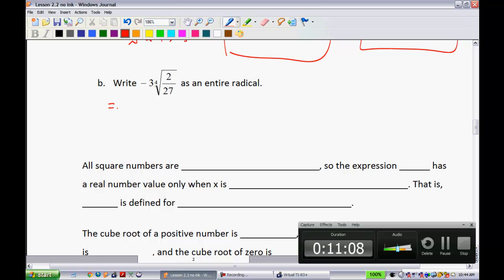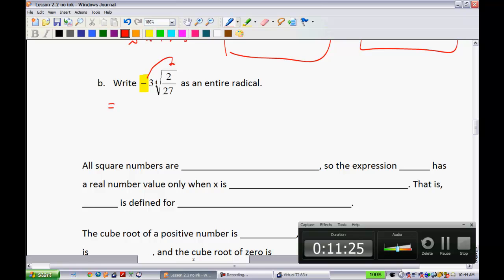Alright, for this next question here, we're kind of going backwards. We want to write this as an entire radical. The one thing I want you to focus in on a little bit is this negative out in front, because that could change some things. So let's take a look. If we have negative 3, the 4th root of 2 over 27, we want to write it as an entire radical, we have to take this and put it inside.